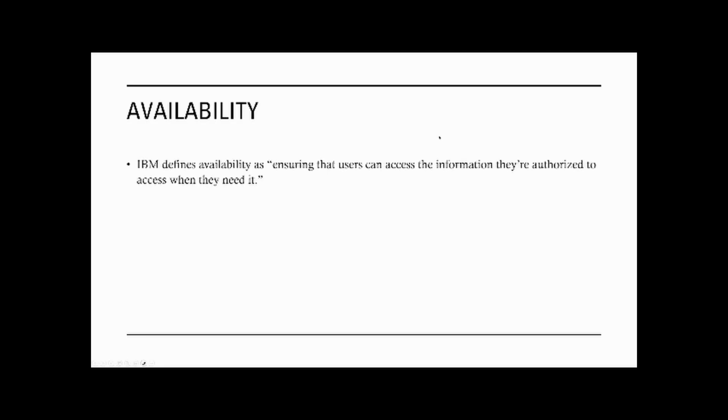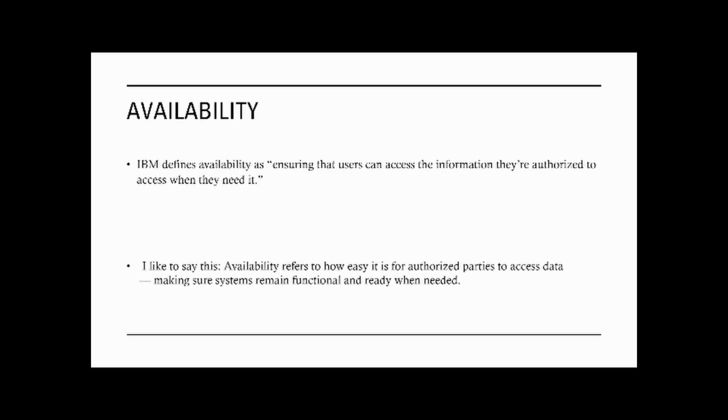IBM defines availability as ensuring that users can access the information they're authorized to access when they need it. But whenever I explain it, I like to say this. Availability refers to how easy it is for authorized parties to access data, making sure systems remain functional and ready when needed. While confidentiality and integrity are more like light switches, either on or off, availability is more of a spectrum. The level of availability could vary much more than the other two, depending on system design and resources.